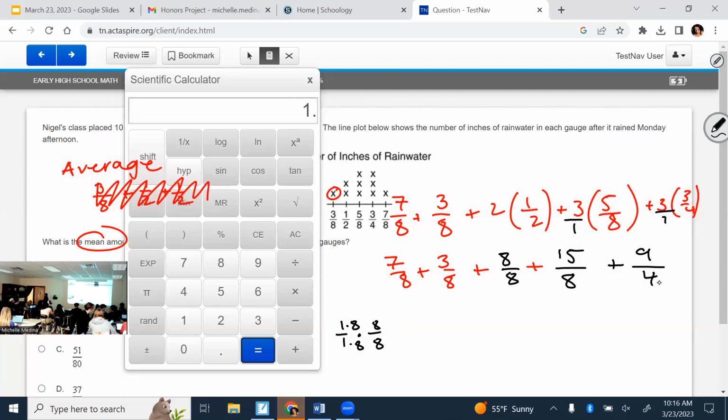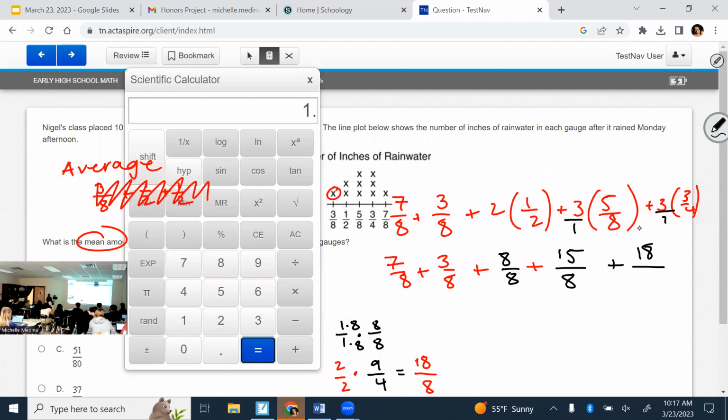And then over here, how can I make this one have a denominator of 8? What can I do to that fraction? What can I do to the denominator? It's a 4. Multiply it by 2. And then whatever you do to the bottom, do to the top. What's 2 times 9? What's 2 times 4? All right, so then I can replace this fraction with 18/8. Questions on that process?